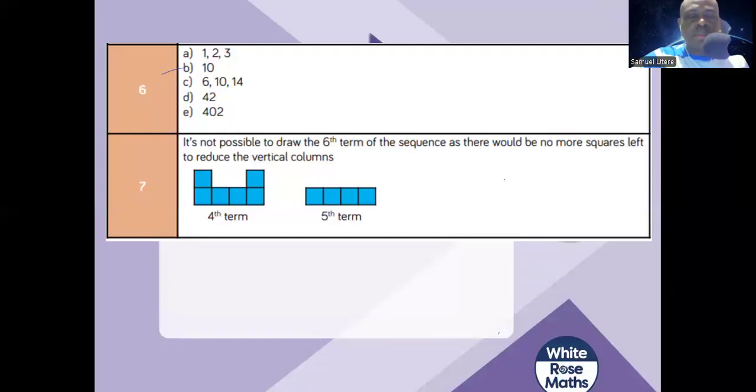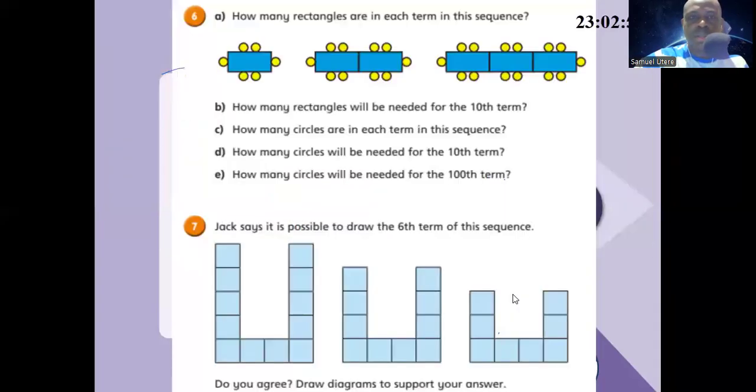Okay, for question 7, you can see that it is not possible to draw the sixth term of the sequence as there would be no more squares to reduce the vertical columns. What do we actually mean? Okay, if we go back to the question, you would see that every time we're removing this. Every time that's gone, you see it's no longer there. The next time this is gone, you see it's no longer there.